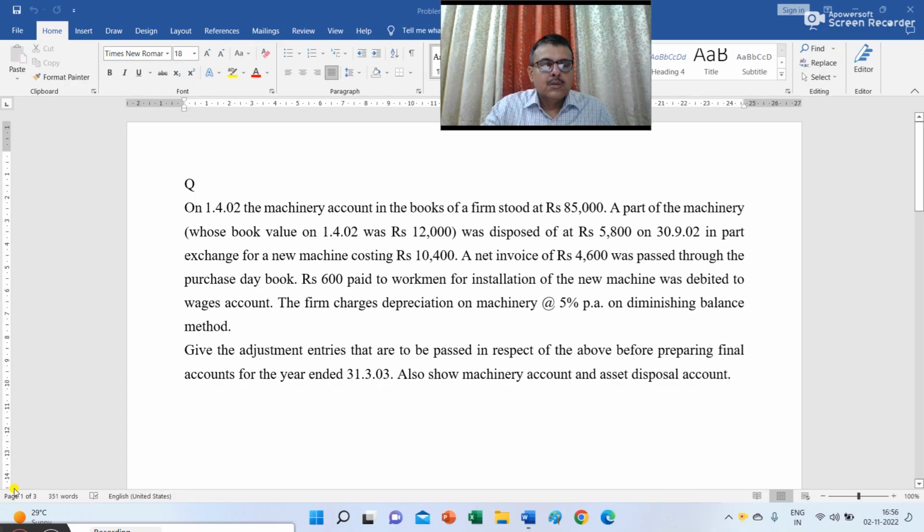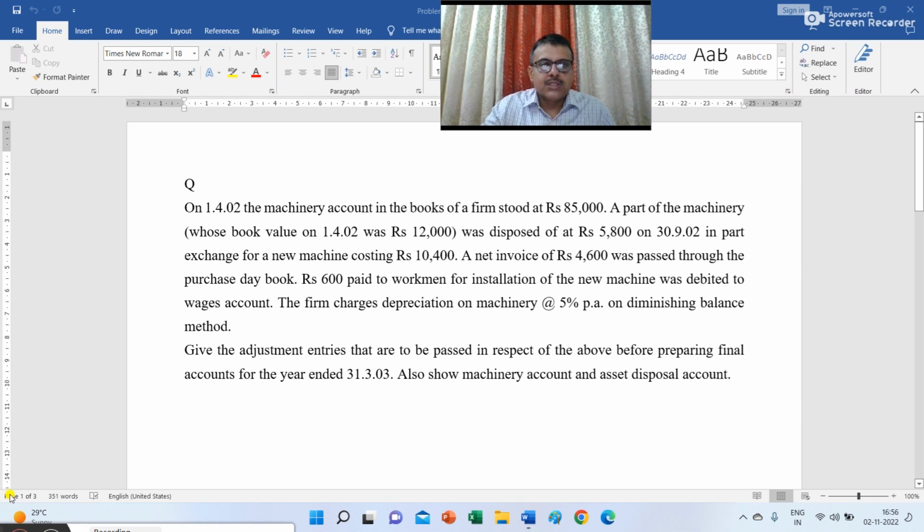On 1st April 2002, the machinery account in the books of a firm stood at rupees 85,000. A part of the machinery whose book value on 1st April 2002 was rupees 12,000 was disposed of at rupees 5,800 on 30th September 2002 in part exchange for a new machine costing rupees 10,400. A net invoice of rupees 4,600 was passed through the purchase day book. Rupees 600 paid to workmen for installation of the new machine was debited to wages account.